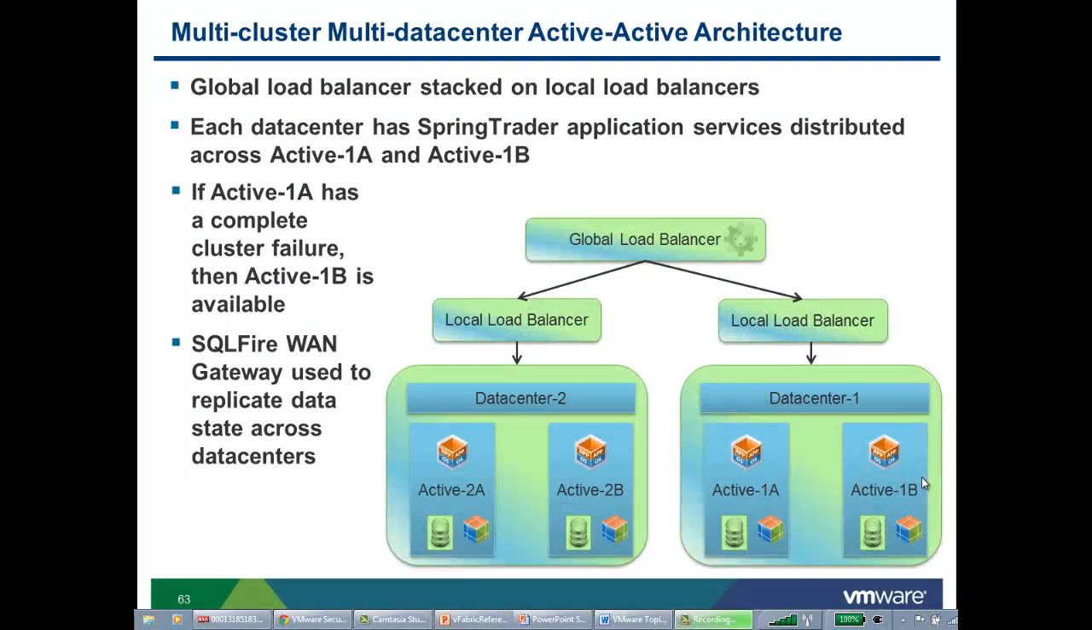Global load balancers stacked on local load balancers are shown in this diagram. Each data center has SpringTrader application services distributed across Active 1A and Active 1B clusters. If Active 1A has a complete cluster failure, then Active 1B is available. SQLFire WAN Gateway is used to replicate data across data centers.